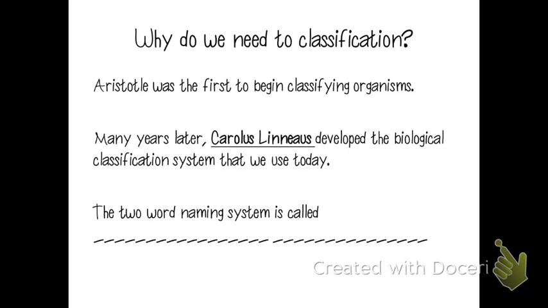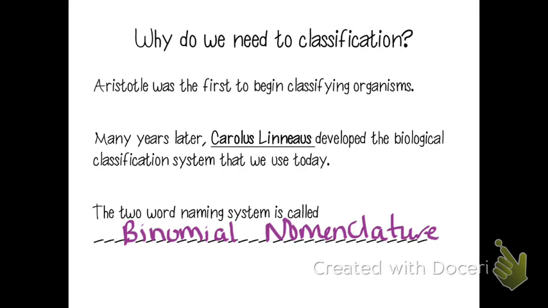He actually came up with a naming system that we're going to talk about a little bit later in this video. That 2-word naming system that we use to name organisms is called binomial nomenclature. So that's the 2-word naming system that he developed, and we will talk about that in a little bit. Make sure you write down everything that you see on this screen.